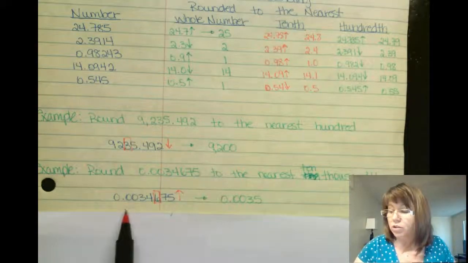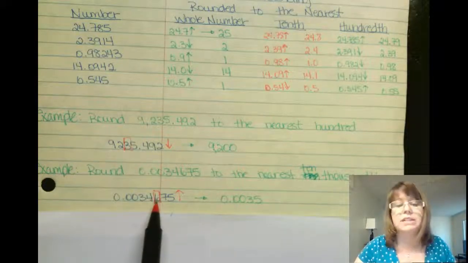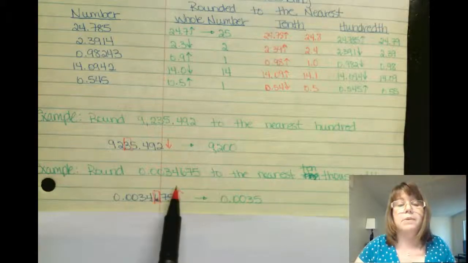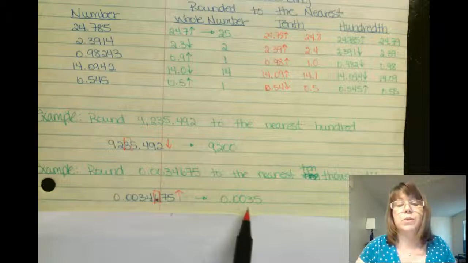Now the next one, let's round to the nearest 10,000th. So again, you need to know your spots. Tenths, hundredths, thousandths, 10,000. So I look at the 100,000th position. It is greater than 5, so I round up. So my result is 0.0035.